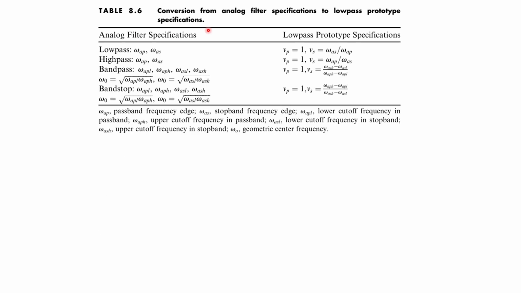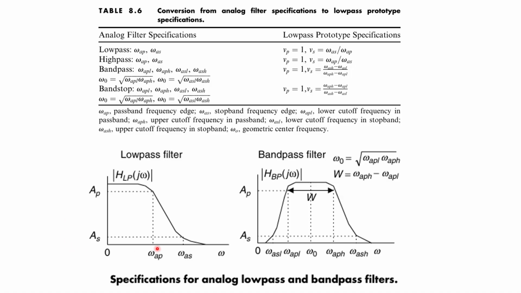So let's see some details, some questions. Before that, conversion from analog filter specification to low pass filter. Here you can see some details, the notations, how to find. Omega AP is the low pass cutoff here, and omega AS. The pass band frequency is this, and this is called the stop band frequency, right? And here omega APL, omega APH, all these details are there, so you can read here. Omega APL is your lower cutoff frequency in the passband. Omega APH is the upper cutoff frequency in passband. So likewise, you can check all the details, right?